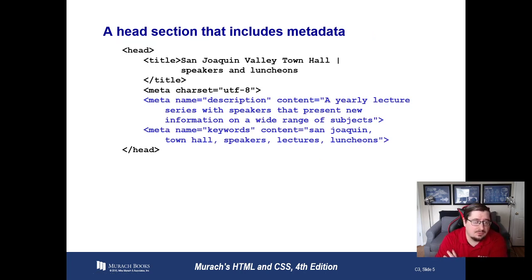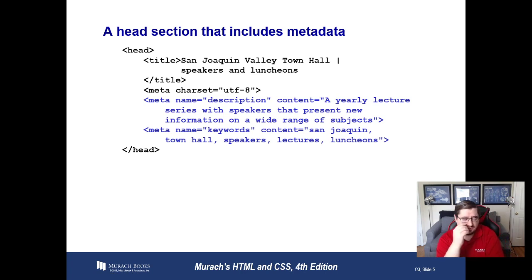We may also want to include additional metadata in our head. For instance, a description. So here we have meta name description, content equals this. Technically, this needs to be all on one line to be valid HTML. However, we couldn't fit it all on one line for the purpose of the slide. But know that it still needs to be one line. Typically, you can't break attribute values into more than one line. They do have to be one line.